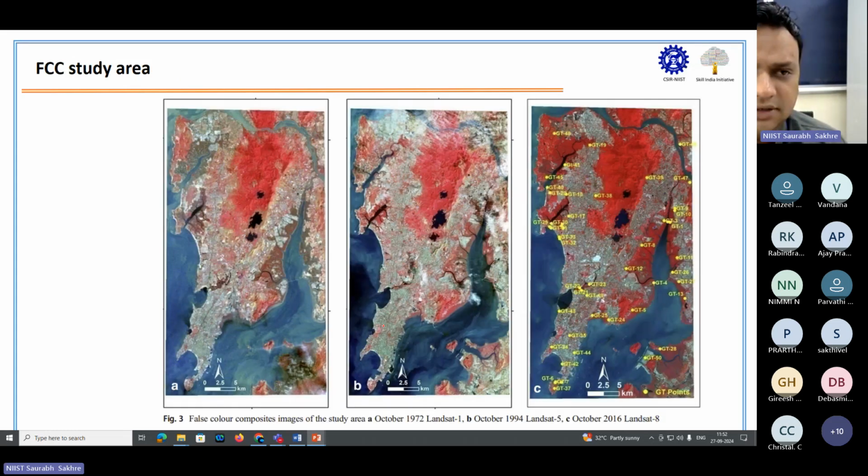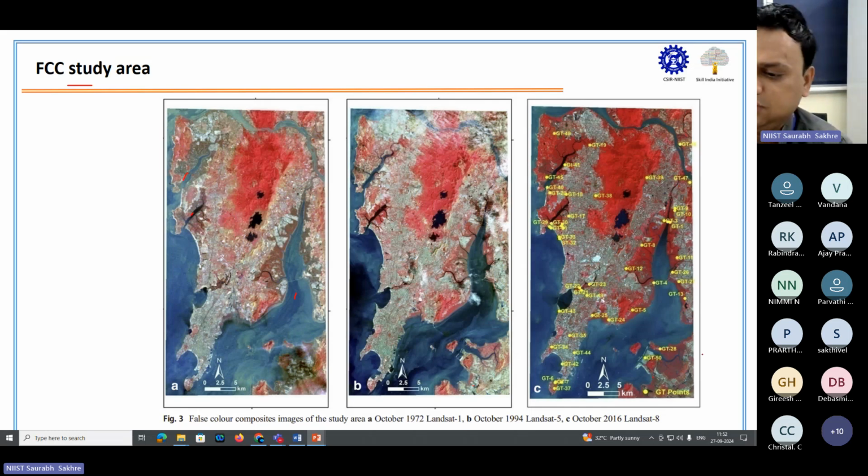So this is the false color composite of the study area. As you can see here, this image is of 1972, this image is of 1994, and this is of 2016. Okay, because we have to see what change has occurred in that. And these are the three creeks: this is Thane Creek, this is Manori, and this is Malad.